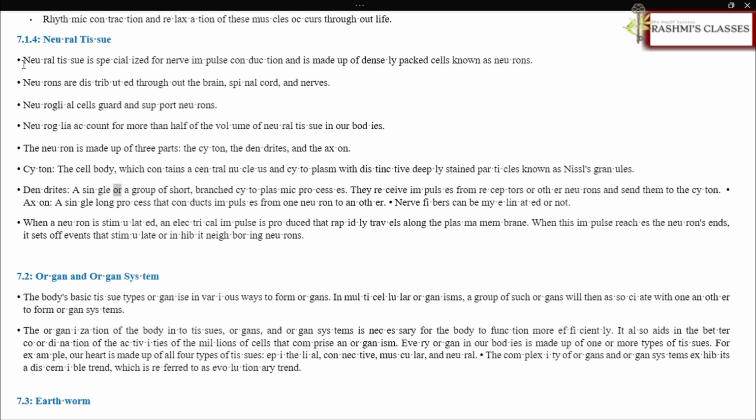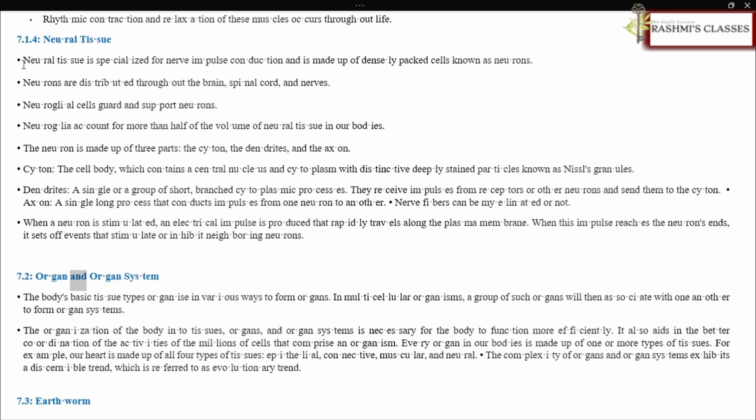Dendrites, a single or a group of short, branched cytoplasmic processes. They receive impulses from receptors or other neurons and send them to the cyton. Axon, a single long process that conducts impulses from one neuron to another. Nerve fibers can be myelinated or not. When a neuron is stimulated, an electrical impulse is produced that rapidly travels along the plasma membrane. When this impulse reaches the neuron's ends, it sets off events that stimulate or inhibit neighboring neurons.